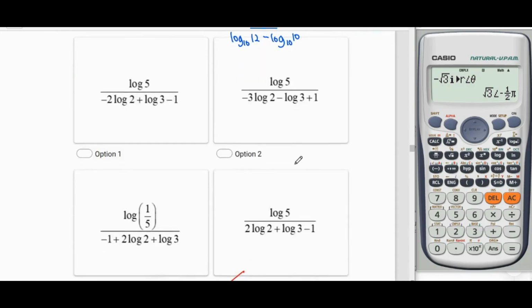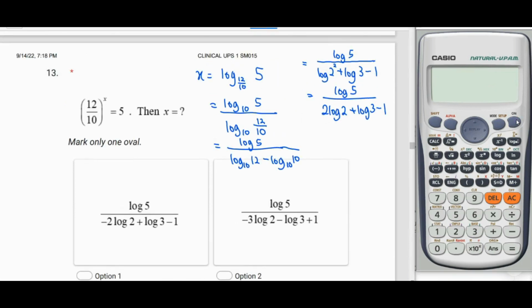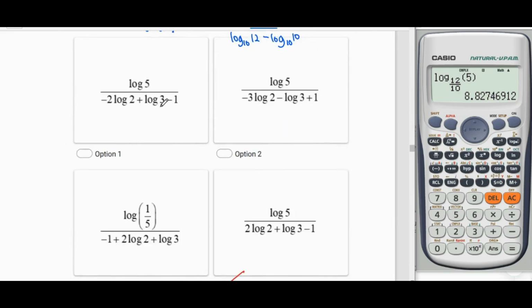So actually, in another way, we can check by using a calculator one by one. Since the value is log 12 over 10 to the power of 5, it gives you 8.827. So you can press the calculator for every answer here, which can confirm your answer.